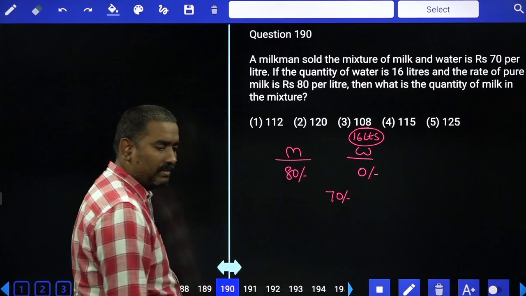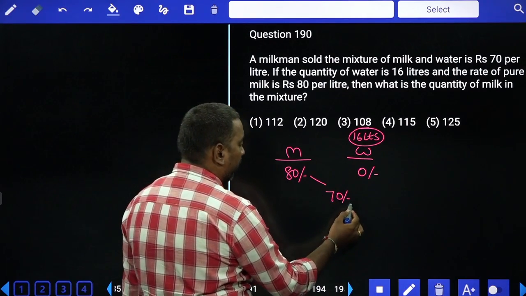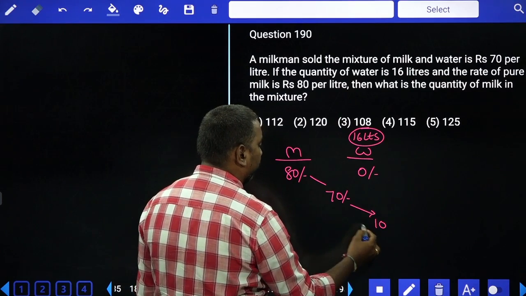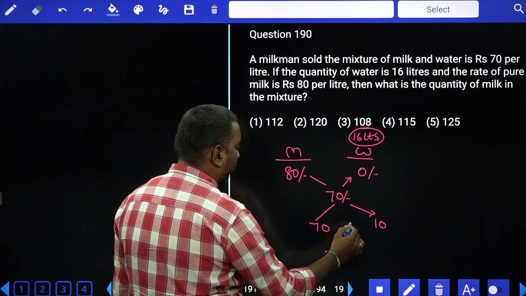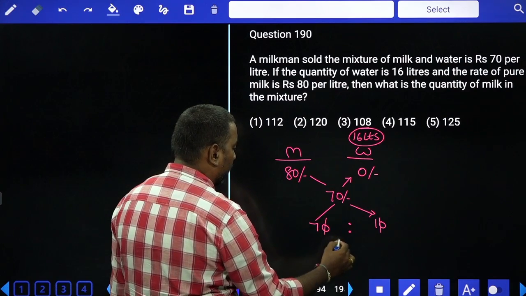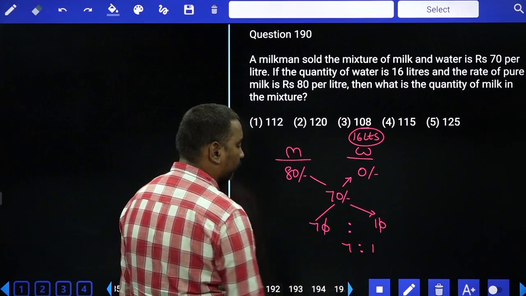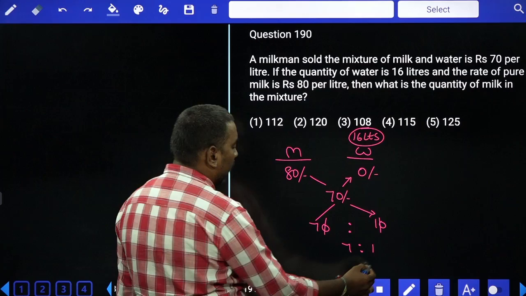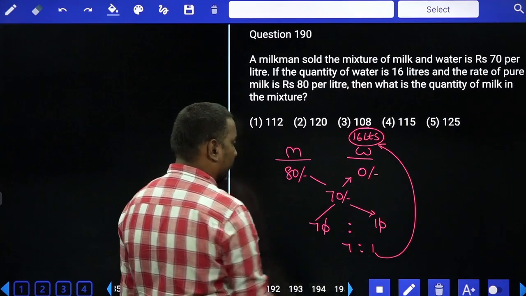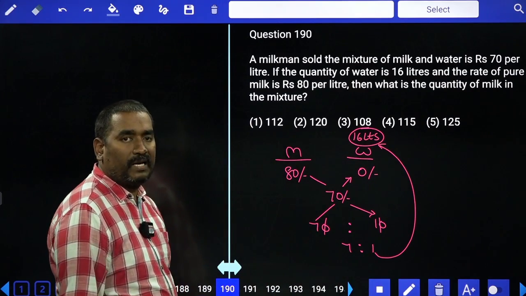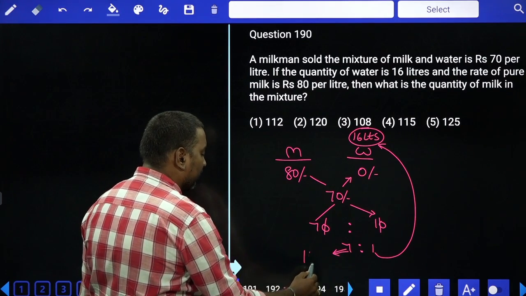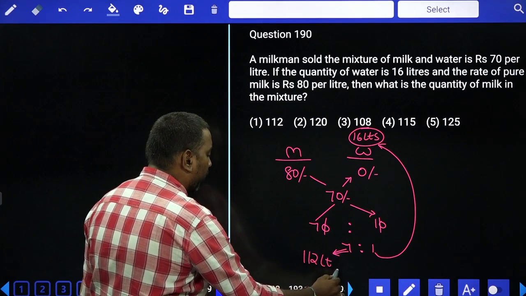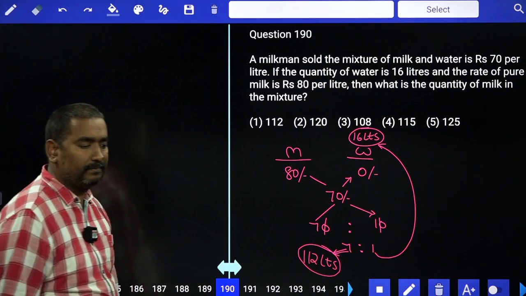Apply the allegation concept. 80 minus 70 means 10. 70 minus 0 means 70. So milk and water are in the ratio of 7:1. We know water 1 part value is 16 liters. So milk 7 parts value is 7 sixteens, which are 112 liters, our answer.